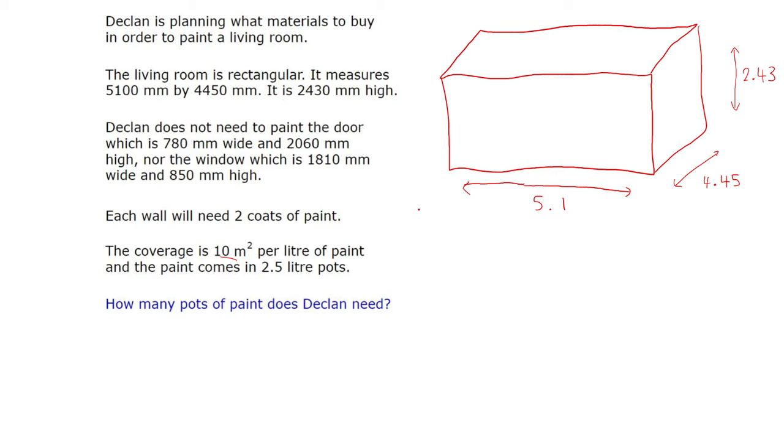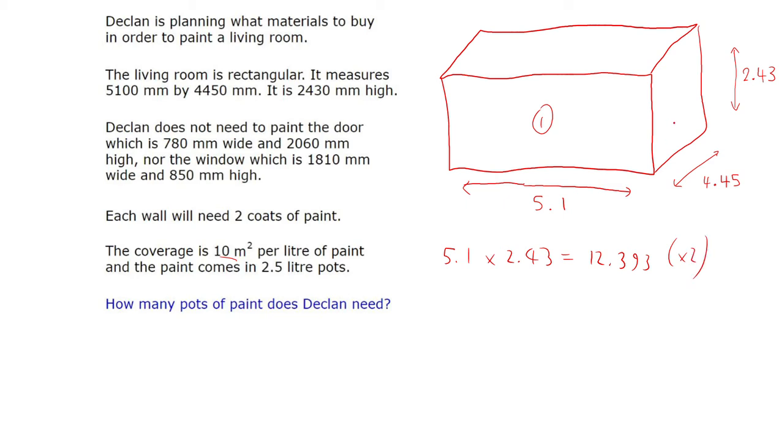So if I look at this area here, I'll call it area 1. I'll get that area by multiplying 5.1 by 2.43. So 5.1 times 2.43 gives me 12.393, and I'm going to multiply it by 2 because there's a wall around the back with the same area, so at some point I'll multiply that by 2.